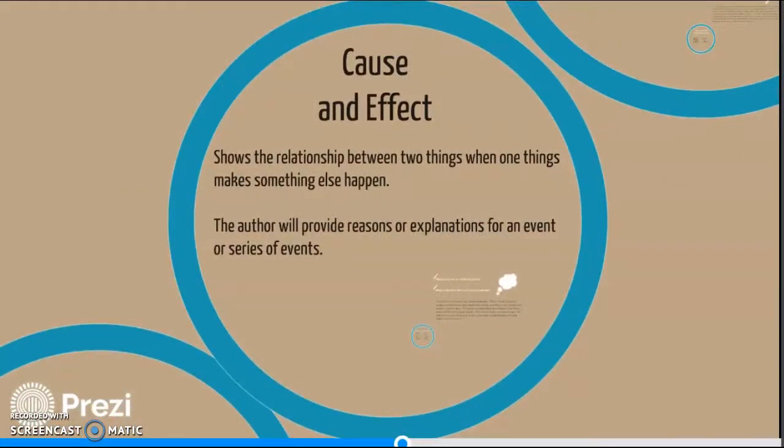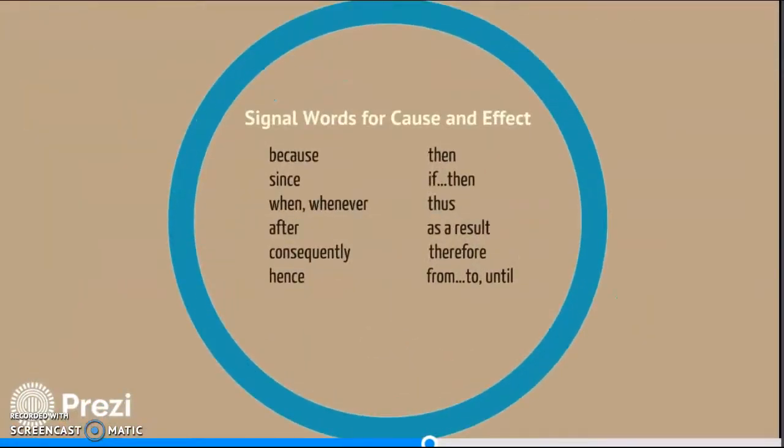Cause and effect shows the relationships between two things when one thing makes something else happen. The author will provide reasons or explanations for an event or series of events. Some signal words for cause and effect are listed below. A good example of it is the word because, since, when, whenever, thus, as a result, therefore, and hence.